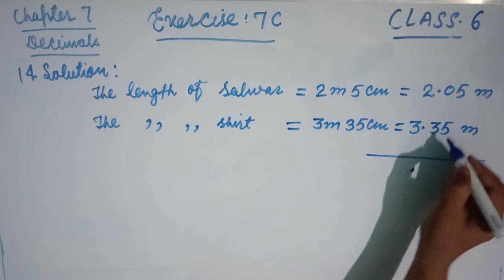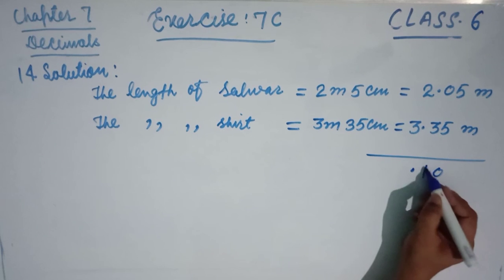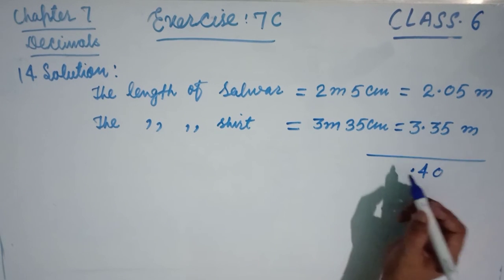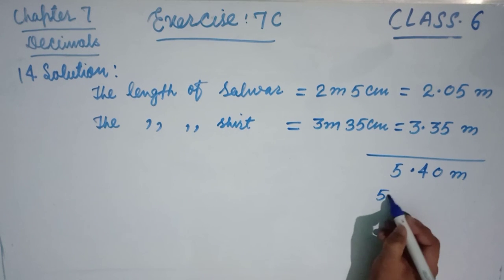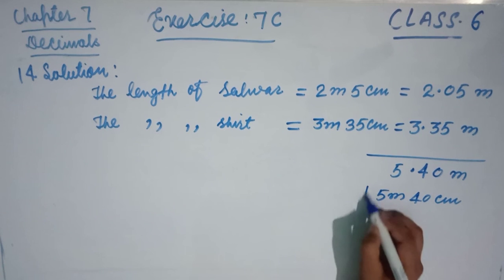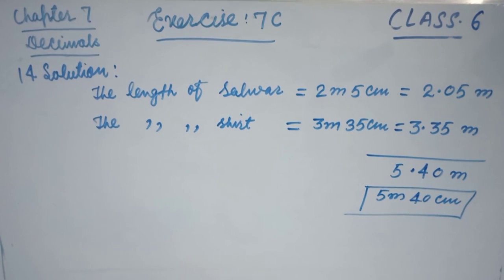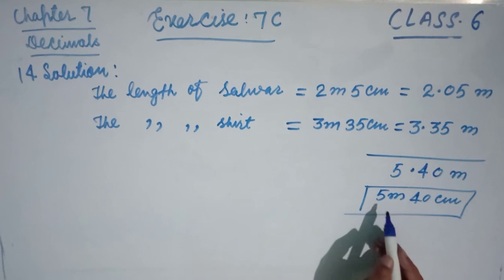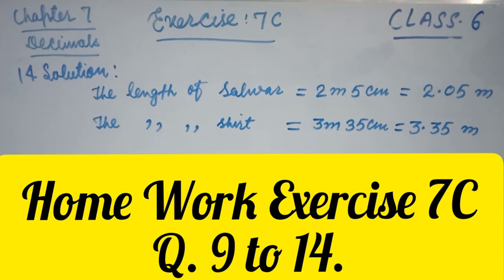Add, this is 5 plus 5, 10, 0, 1 is balance, 3 plus 1, this is 4, and 3 plus 2, 5, this is meter. That means 5 meter and 40 centimeter. This is your final answer. Hence we can write the total length of the cloth bought by her is equal to 5 meter and 40 centimeter. I hope you will understand.